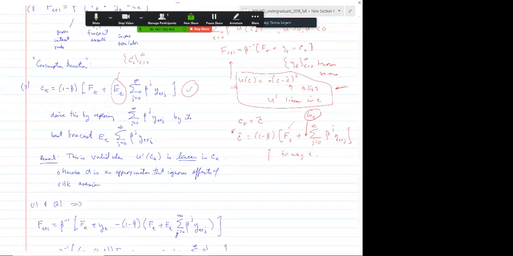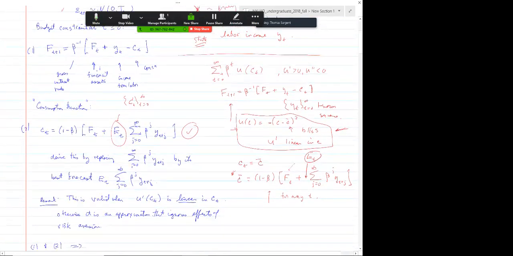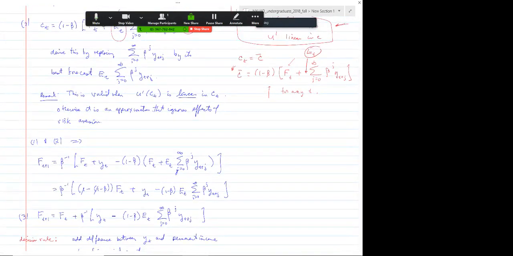So it turns out we can do some math with this. System 1 and 2. So what's 1? 1 is the formula for asset accumulation. 2 is the consumption function. If you combine those and do some work, 2 lines of algebra, you'll get equation 3. Ft plus 1 is equal to ft plus beta inverse, and then this expression here, yt minus this.